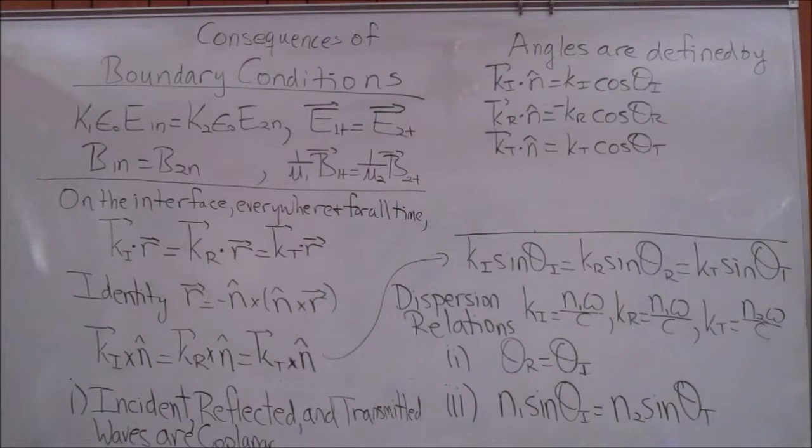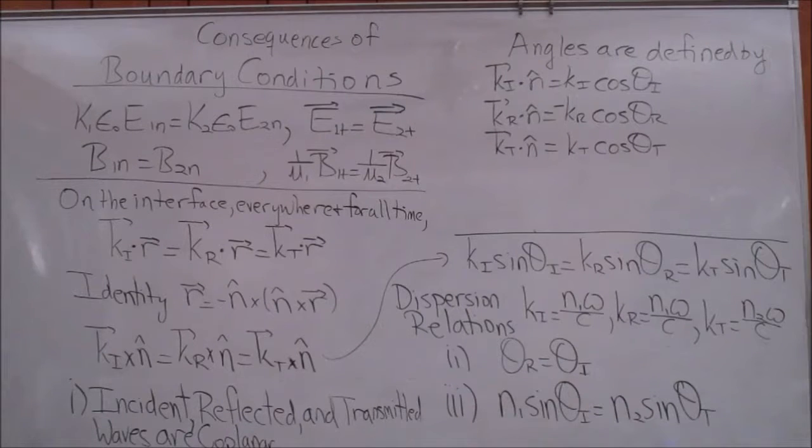Now the angles are all defined by expressions of the form of the dot product of the wave vector with the normal. So in the case of the incident wave vector, we have the magnitude of the incident wave vector times cosine of the angle of incidence, and a similar expression for the transmitted wave vector. Now for the reflected wave vector, notice we have a sign in front because the reflected wave vector is traveling in a leftwards direction. So it's minus magnitude of the reflected wave vector times cosine of the angle of reflection.